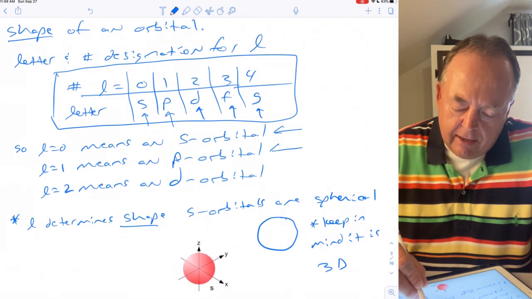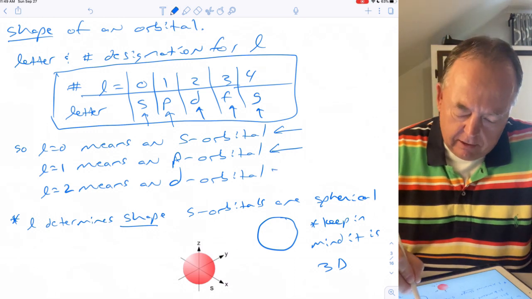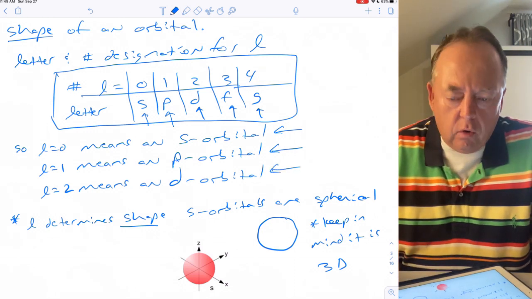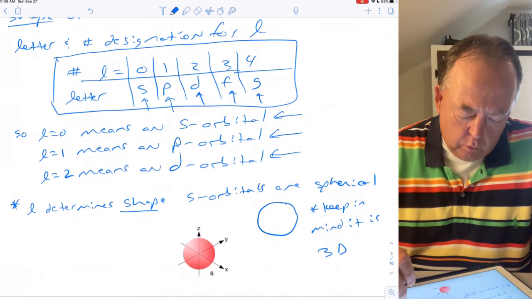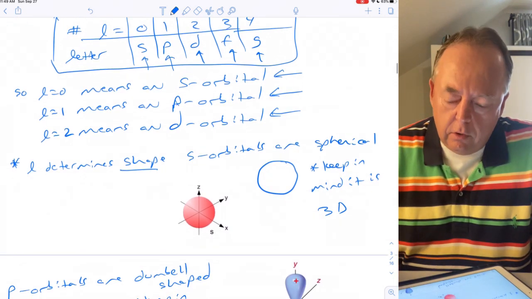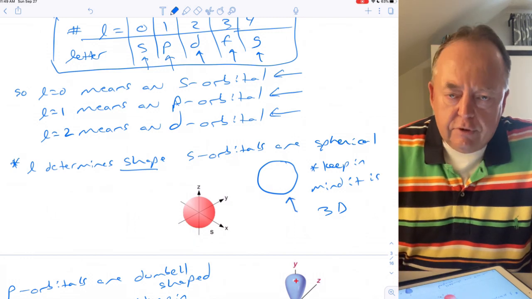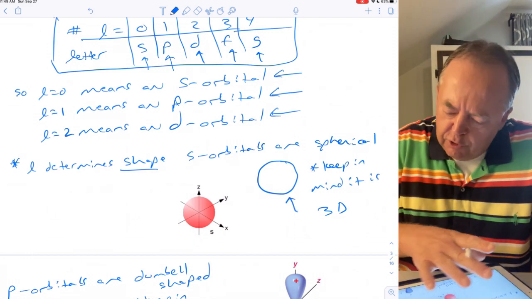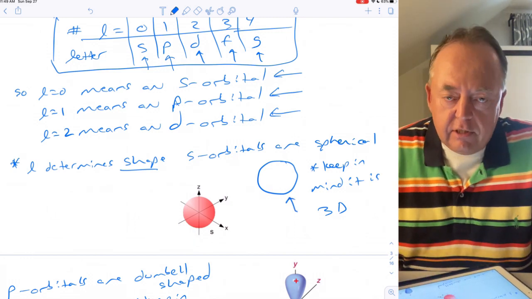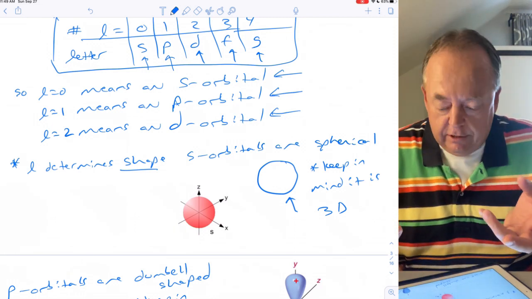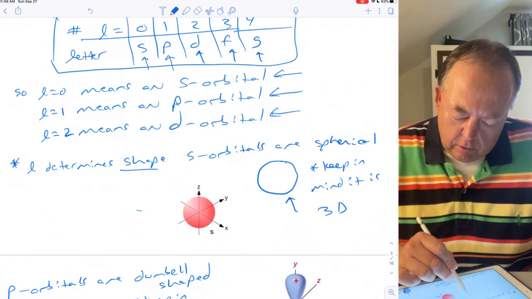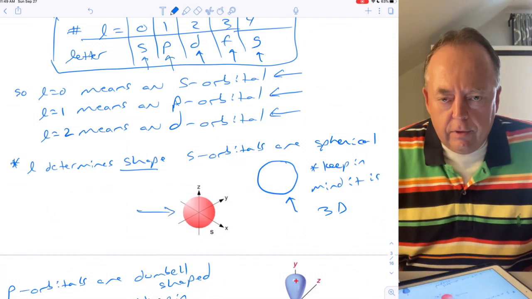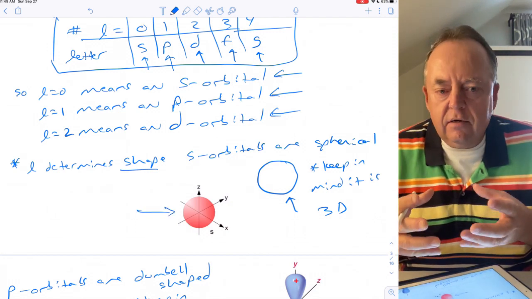If L is 1, that means it's a p orbital that we're talking about. If L is 2, that means it's a d orbital. And so this describes the shape of an orbital. So what does an s orbital look like? Well, s orbitals are spherical. This is a two-dimensional thing that I'm writing on, but you have to keep in mind this is really 3 dimensions. So it's a sphere. It's not a circle, it's a sphere.